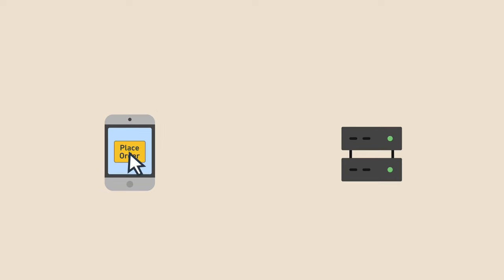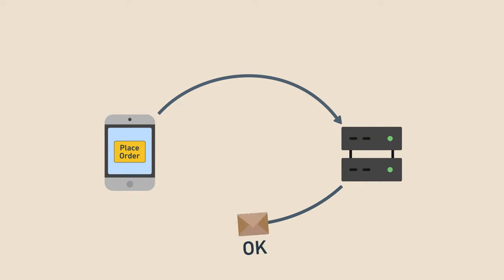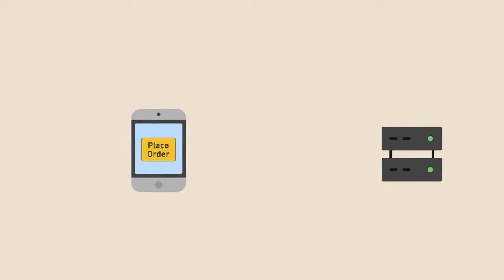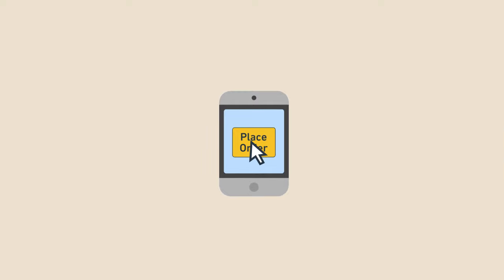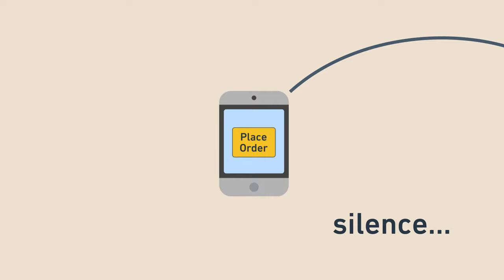Let's say I hit the place order button on my phone to order something, and in the happy case, the app sends the request to a server for processing, and the server charges me and responds with, "Okay, transaction processed." But what happens when I hit place order, and the app sends the request to the server, but never receives a reply? How does the app know if the payment went through?